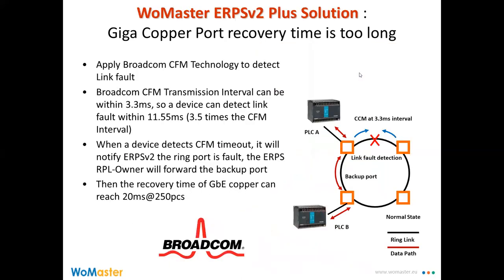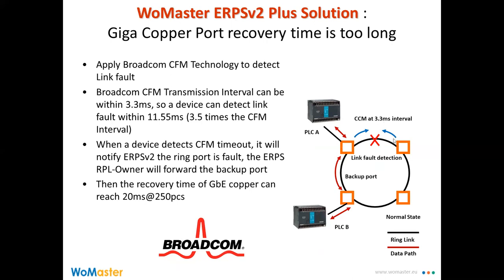Let's take a look at our solution. In our solution, WOMASTER applies Broadcom CFM technology to detect link faults. The CFM transmission interval can be within 3.3 milliseconds. So a device can detect a link fault within 11 milliseconds, which is 3.5 times the CFM interval.